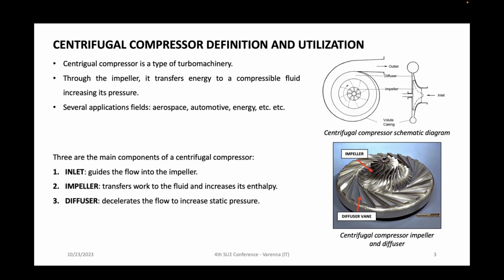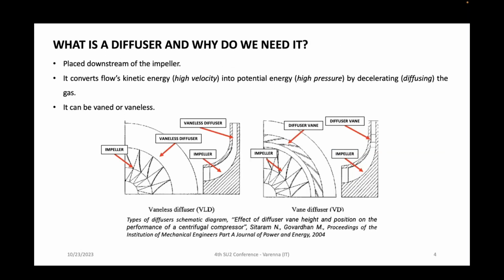The main components of the centrifugal compressor are three: the inlet channel that basically guides the flow into the impeller, that transfers the work to the fluid, allowing the increase in enthalpy, and the diffuser that helps us decelerate the flow, increasing therefore the static pressure. Like I said, the diffuser is placed downstream of the impeller.